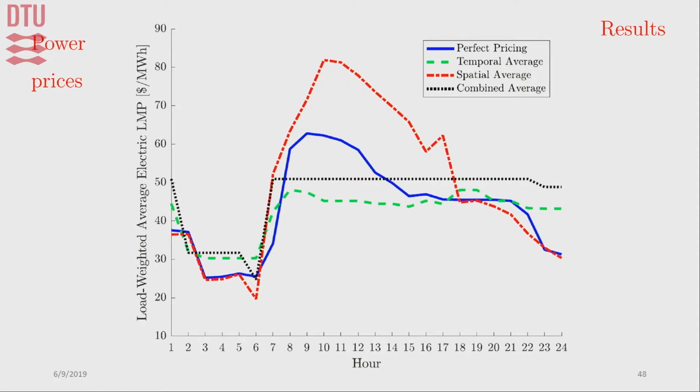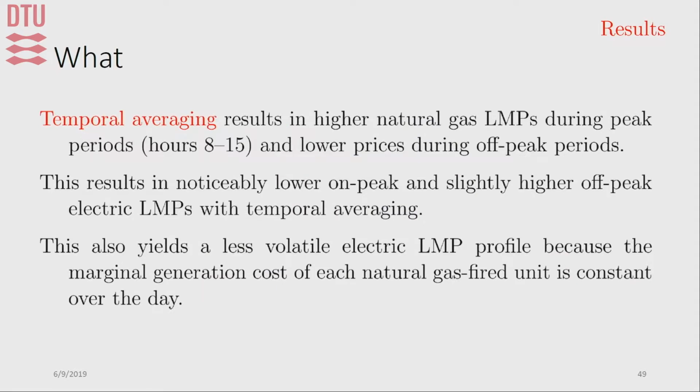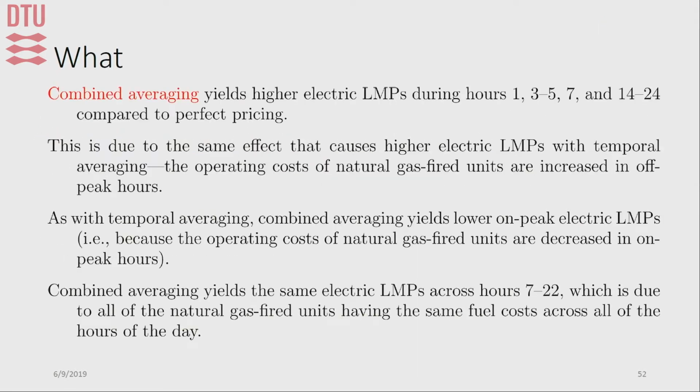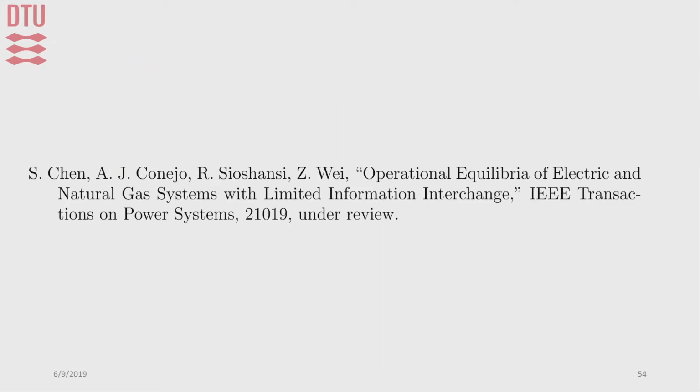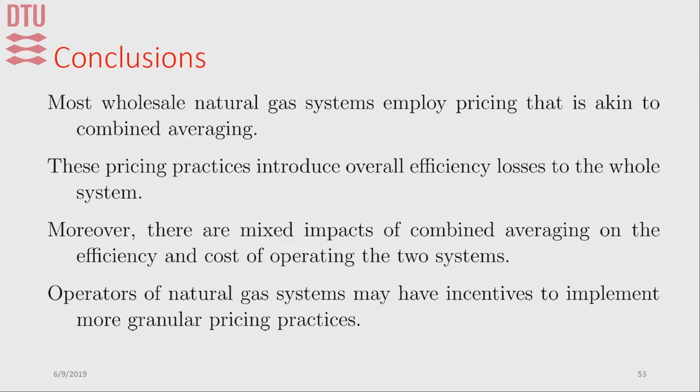This is for every hour the load-weighted average of electrical LMP. And you can see significant changes. In this case, we can go from 60 to almost 85. So there are a lot of significant changes. Well, there's some observation and explanation over there. Okay, so let's just conclude this analysis.